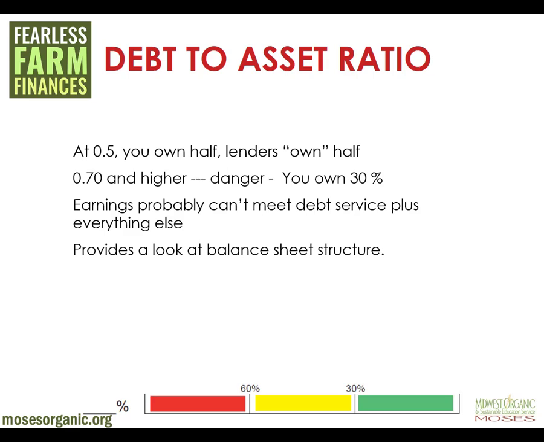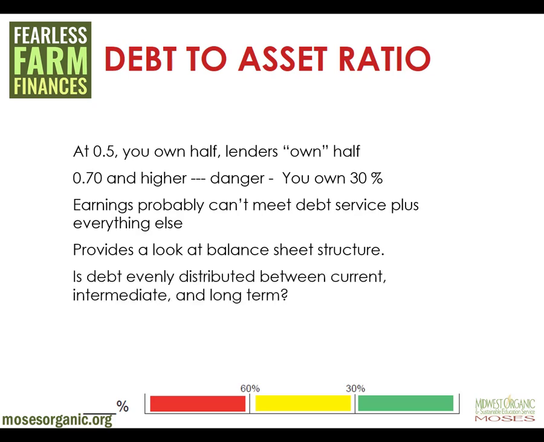And sometimes looking at your debt to asset ratio also can reflect your balance sheet structure. And so it's probably important to keep in mind that we do like to look at the structure of your balance sheet. Is it evenly distributed between current, intermediate, and long term? And sometimes there's varying reasons for it to not be balanced. So for example, it's really nice to just owe money on some long-term debt or land, and you have no debt anywhere else in your balance sheet. That's not always very realistic, but it could be nice. Eventually, we just don't want to have any debt.